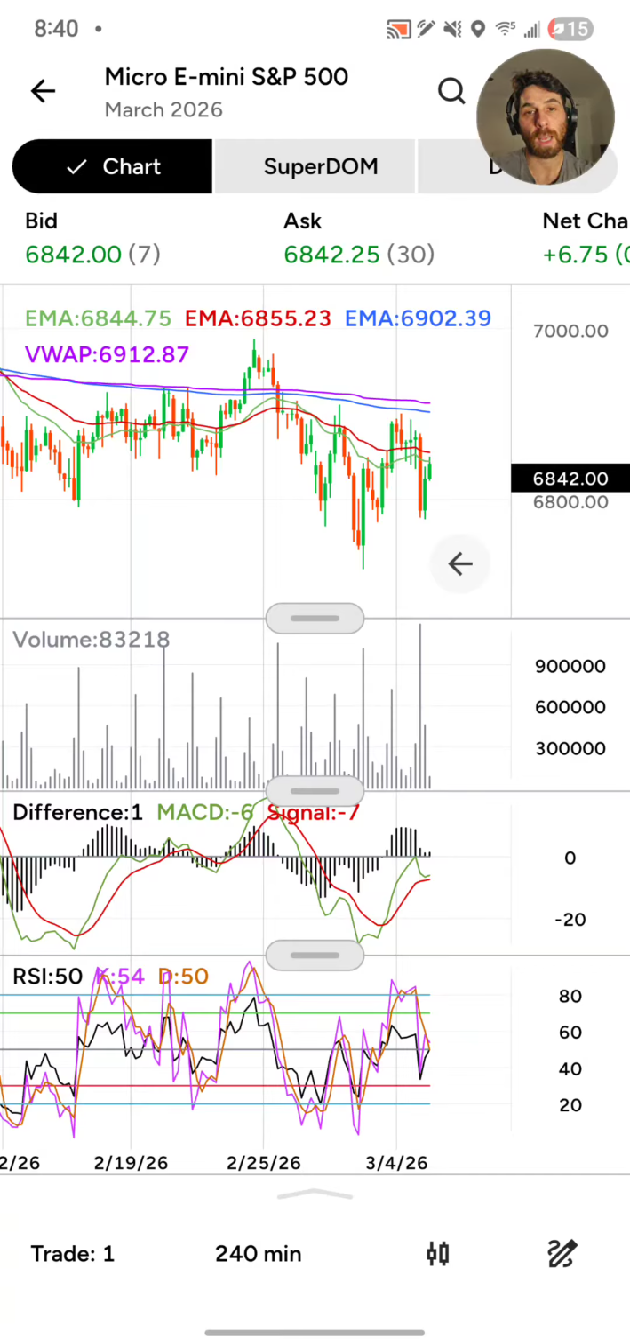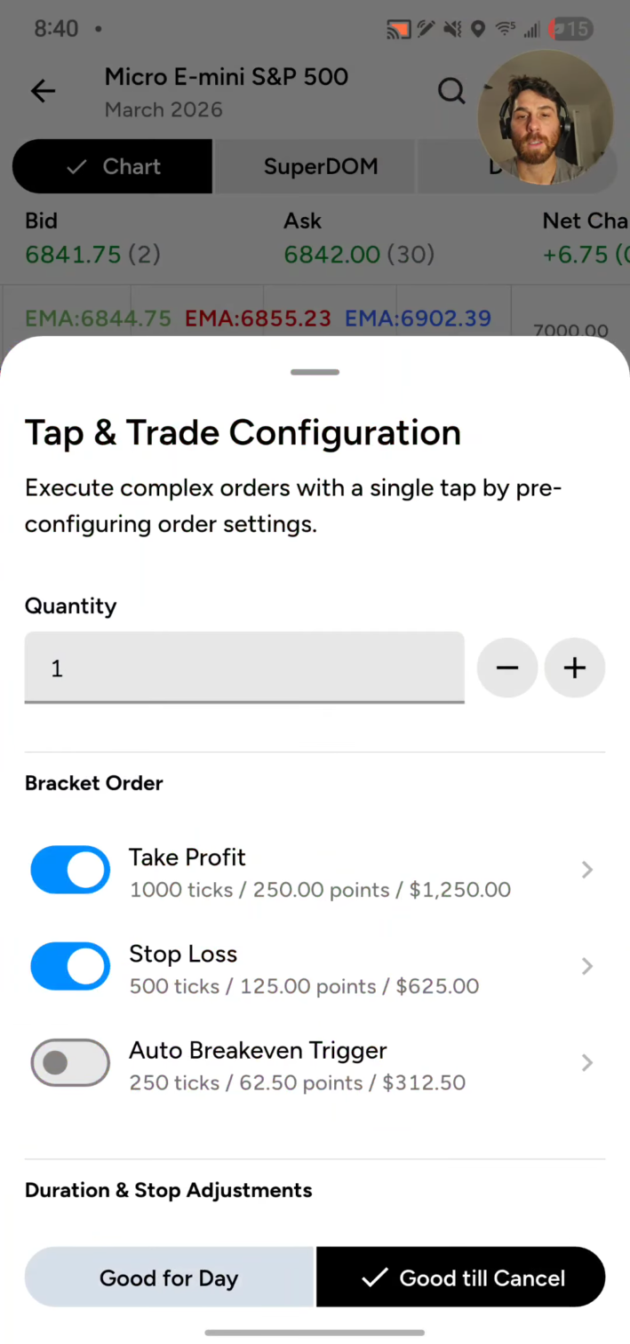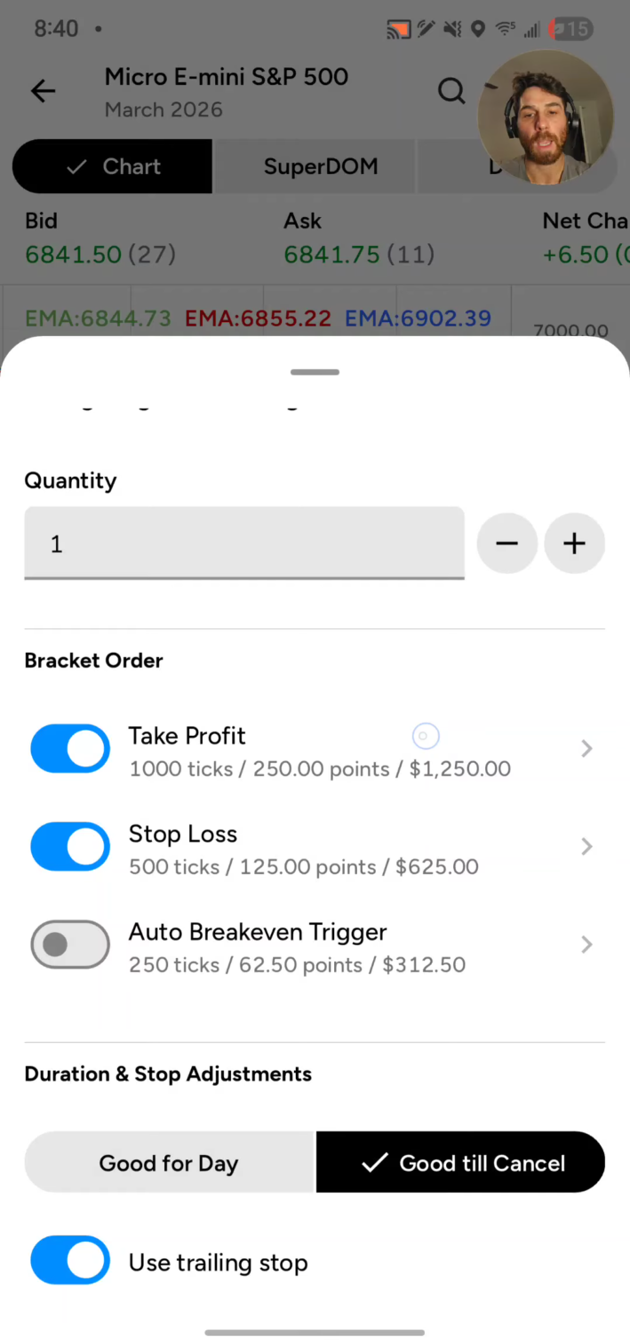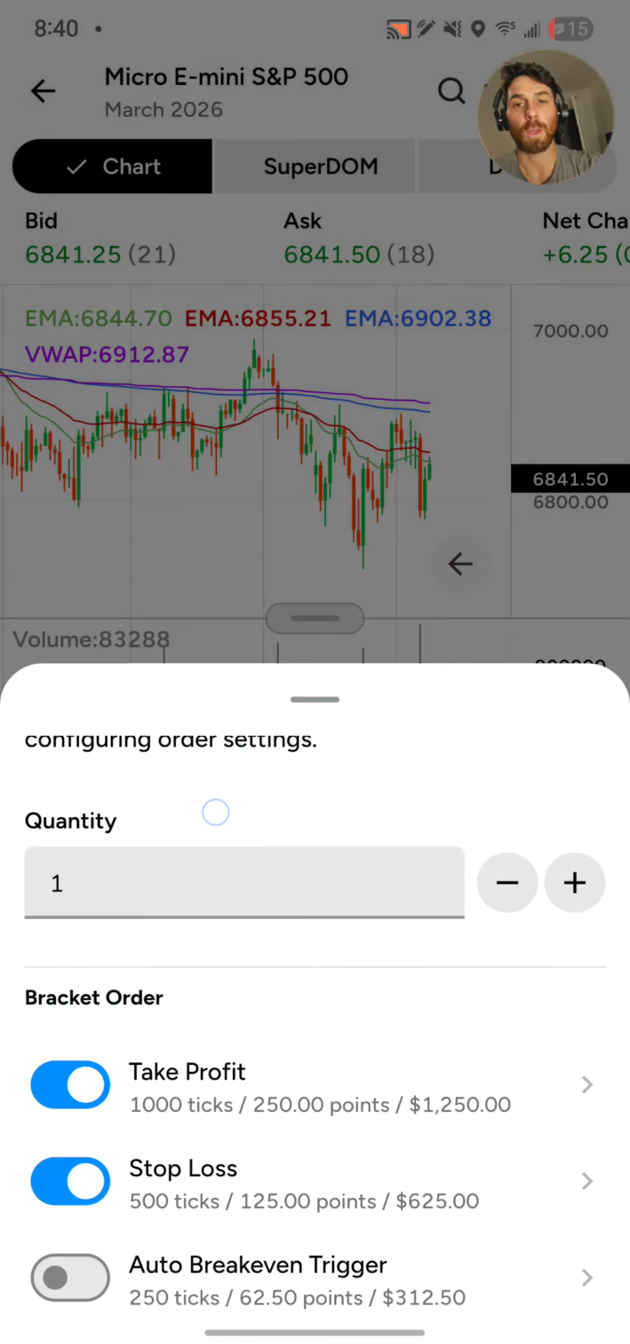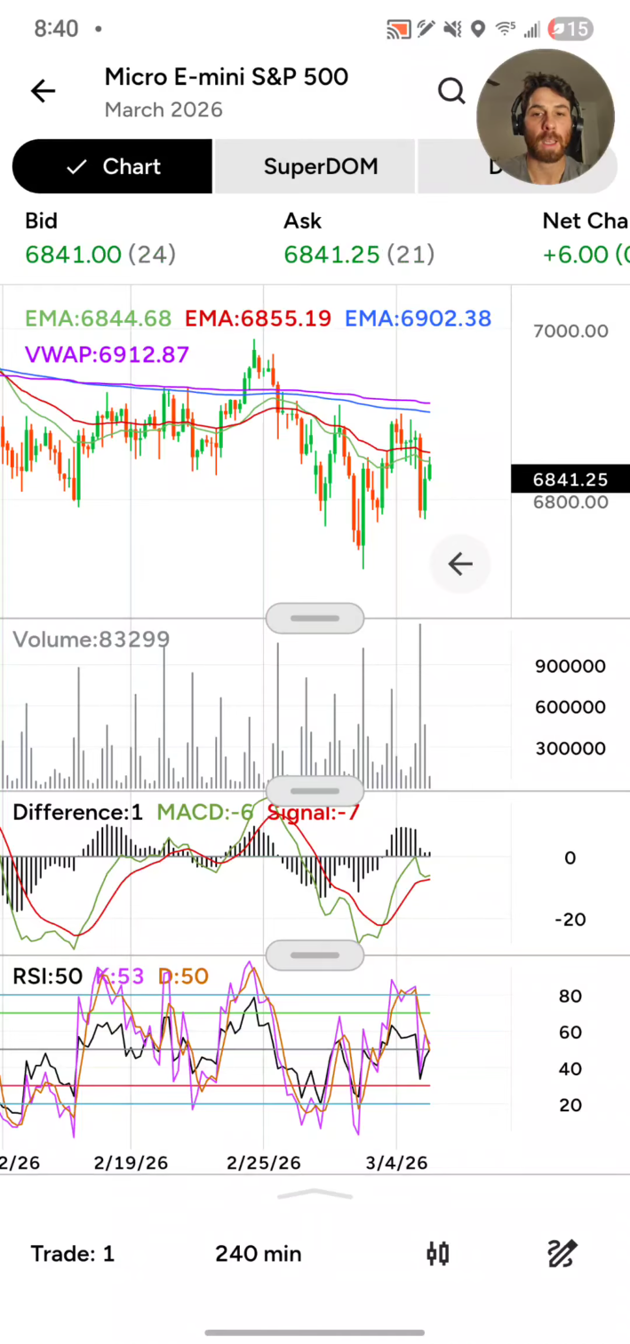And with technical analysis and good, we'll call it housekeeping practices of using these setups like your bracket orders and your trailing stop or your auto break-evens, you will minimize losses and expand your profits.